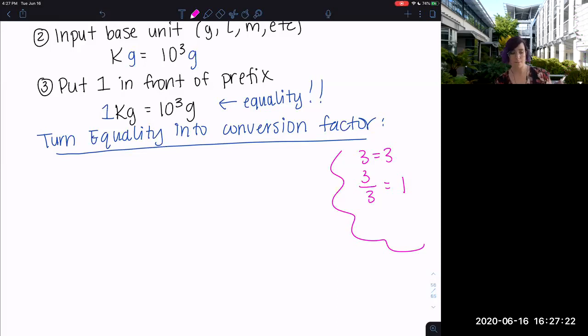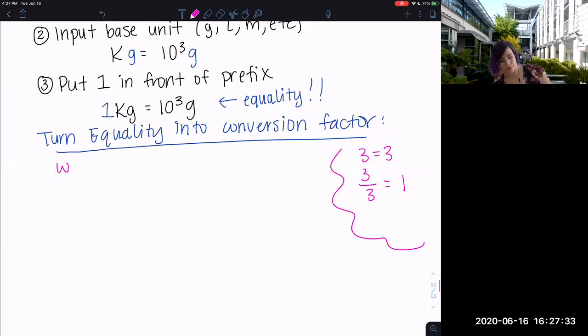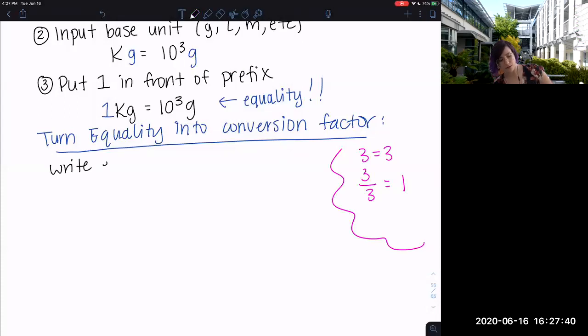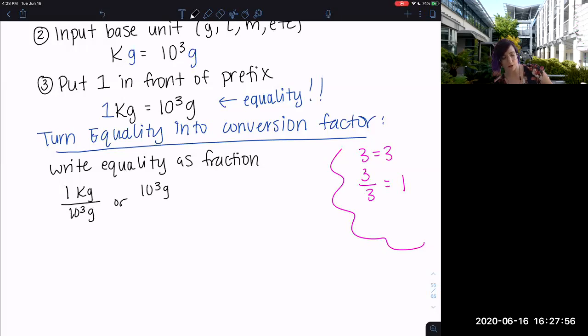So if I want to turn this equality into a conversion factor, 2 things that are equal to each other can go on top of each other and essentially equal 1. So I can write the equality as a fraction. And either way works. So I can say a kilogram over 10 to the 3 grams, or I can say 10 to the 3 grams over a kilogram. And guess what? They both equal 1.